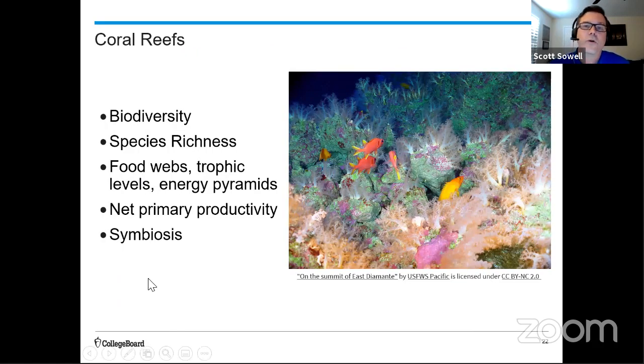So coral reefs are important for a lot of reasons, and they are a good place to kind of practice some of the ideas that we've mentioned earlier in the course. So concepts of biodiversity or of species richness, and then just the dynamics of a food web and all of those trophic levels and energy transfers within this complex community. NPP, net primary productivity, would come into play here, and also symbiosis. And the symbiosis is a concept we'll look at next.